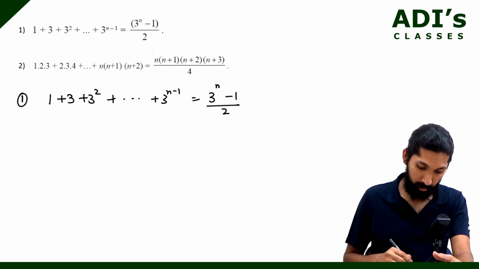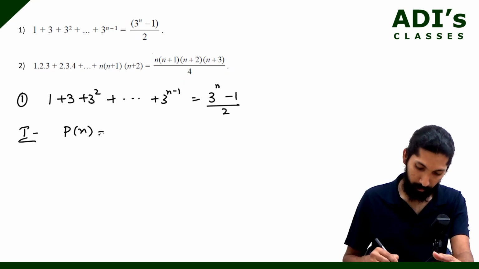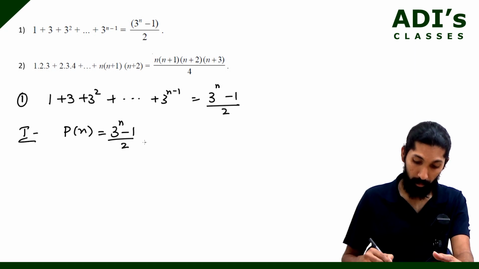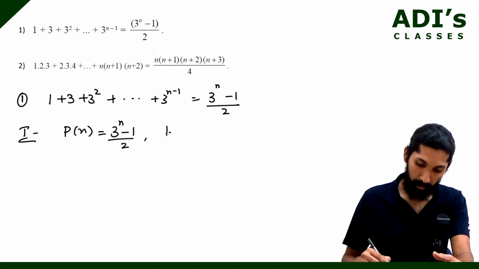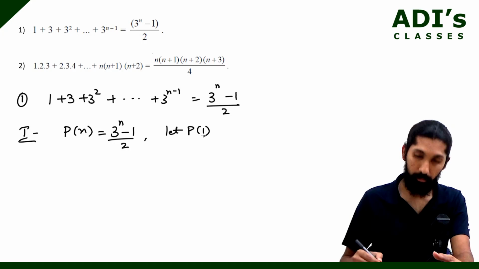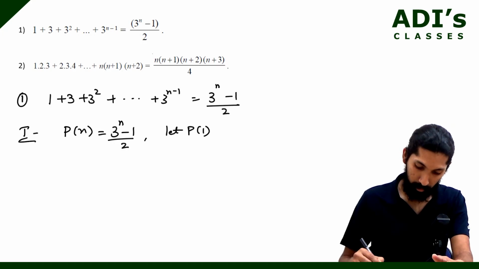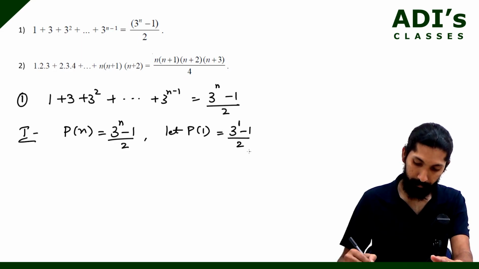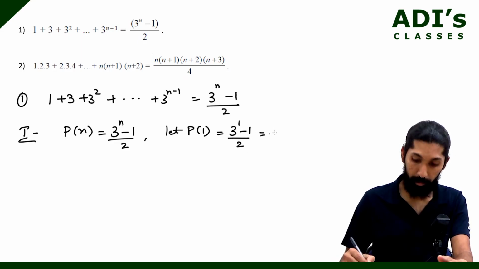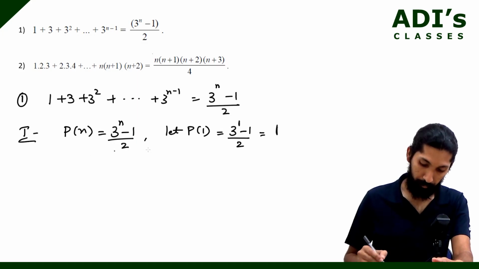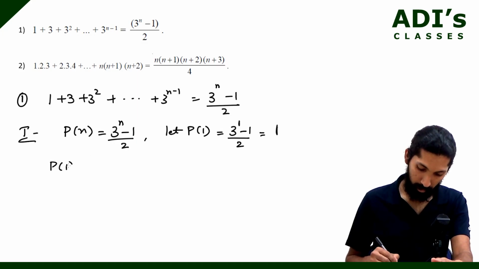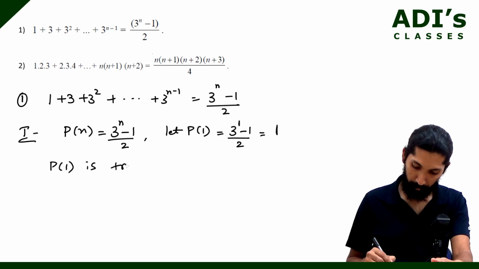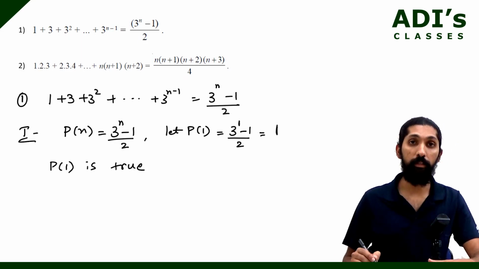In the first step, you can say P of n is equal to (3 power n minus 1) by 2. Then we'll take P of 1, which is equal to (3 power 1 minus 1) by 2. 3 minus 1 is 2, 2 by 2 is 1. So, P of 1 is true. Correct? This is the first part.